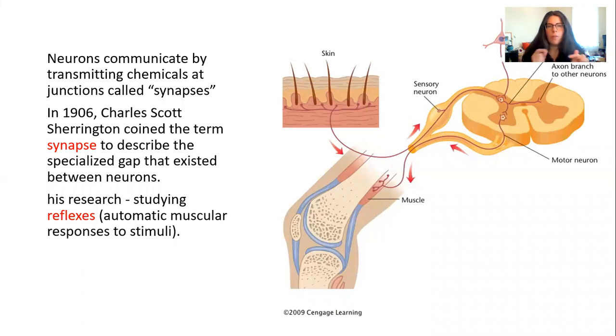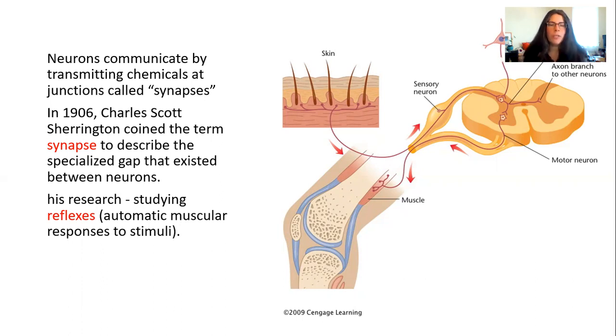So it used to be thought that neurons actually grew into one another or made contact with one another. But there actually exists a gap between the pre and post synaptic neuron. So the terminal buttons or bulbs of the presynaptic neuron and the dendrites of the postsynaptic or receiving neuron. And neurons communicate by transmitting chemicals at these gaps or junctions, which are called the synapse. Charles Sherrington was the one who coined that term to describe that specialized gap between neurons.